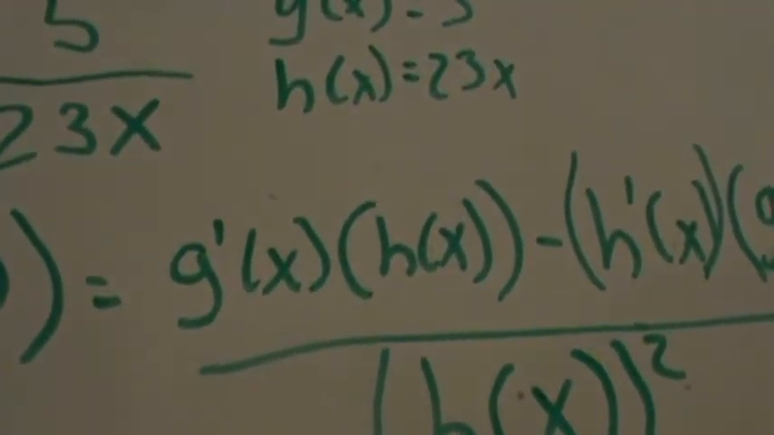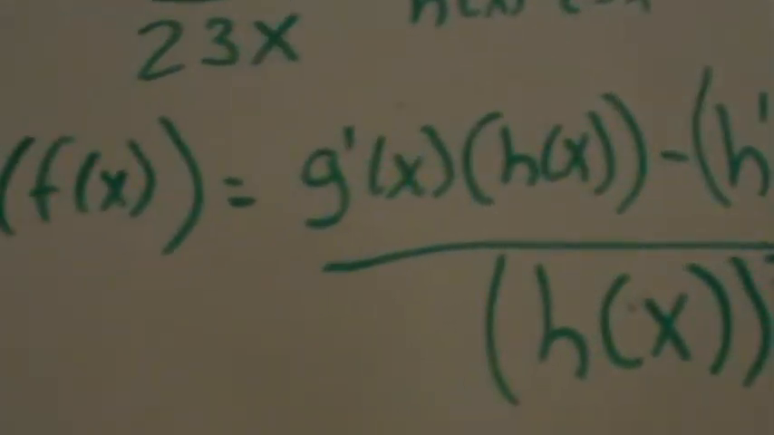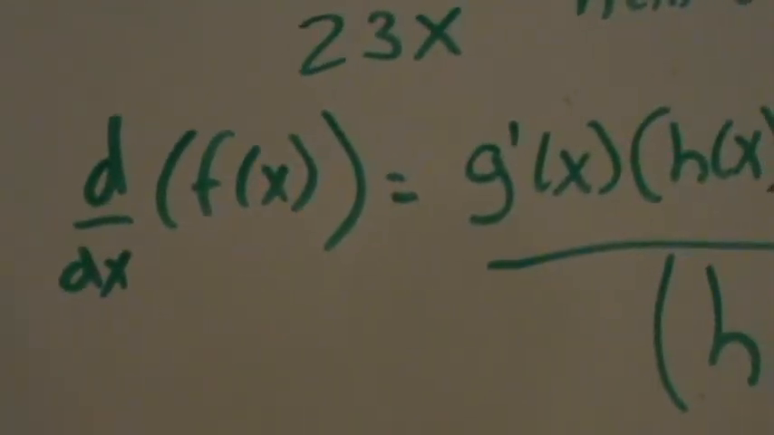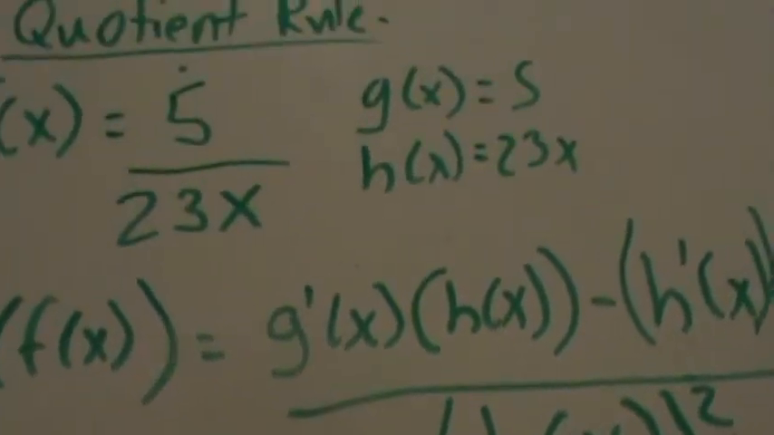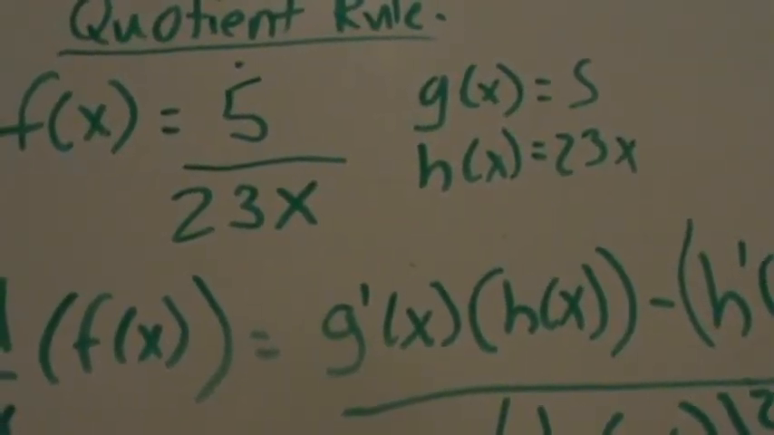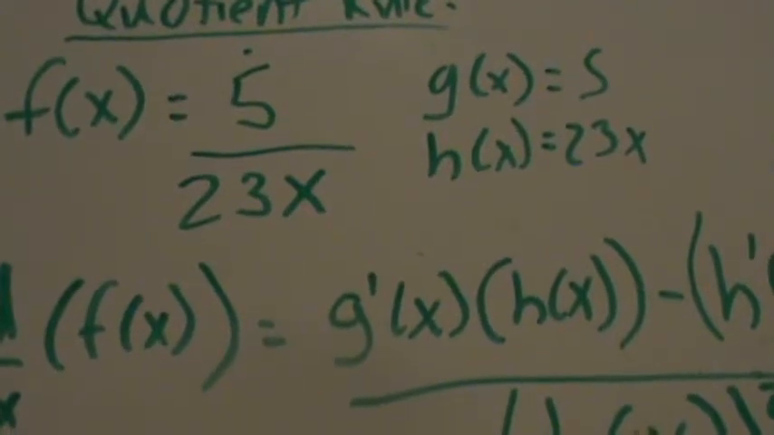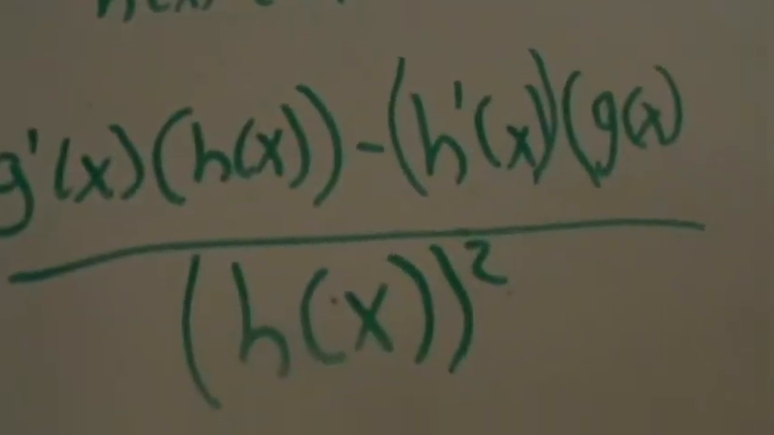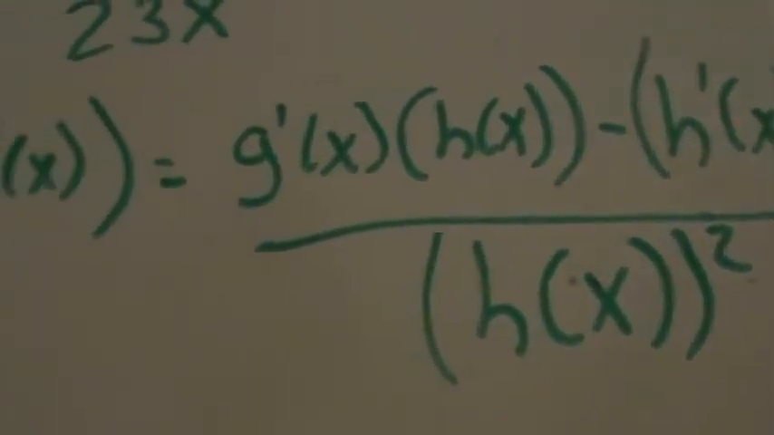So basically this is the symbolic representation where g of x is your function in the numerator and h of x is your function in the denominator. And this would be the symbolic representation of it.